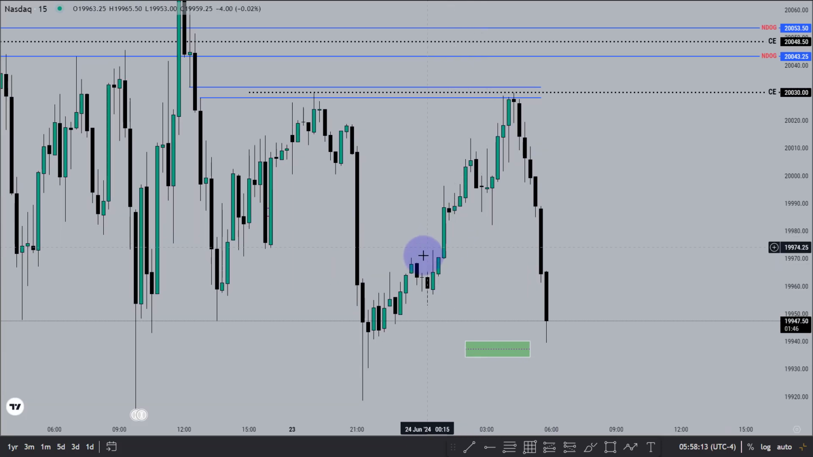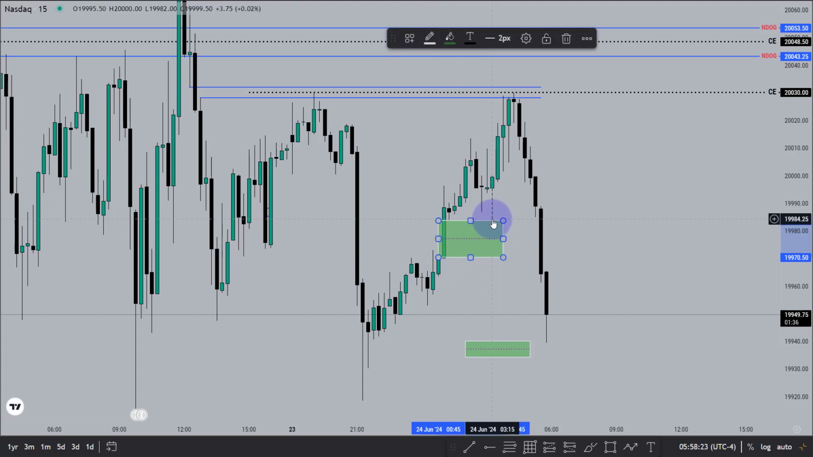Okay, when the market was going higher, you will see that it left this bullish fair value gap. So let me mark this bullish fair value gap. What time is that? Around 3:15, the market tapped this bullish fair value gap, then went higher.